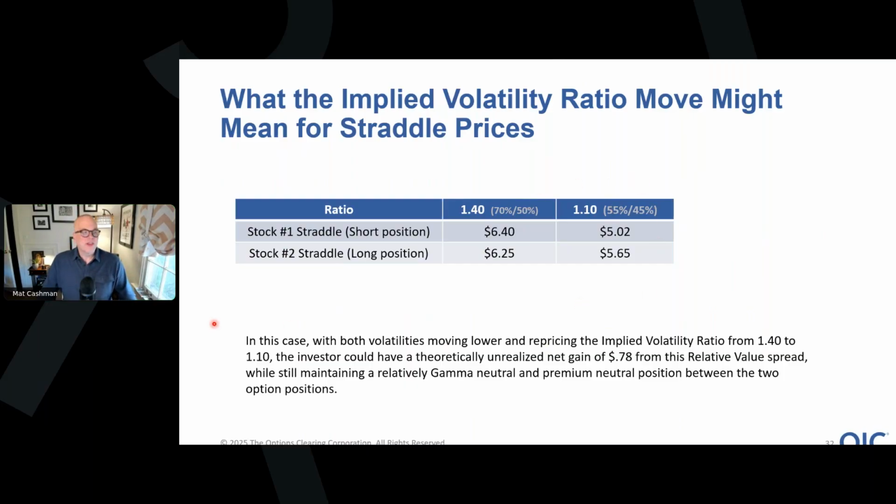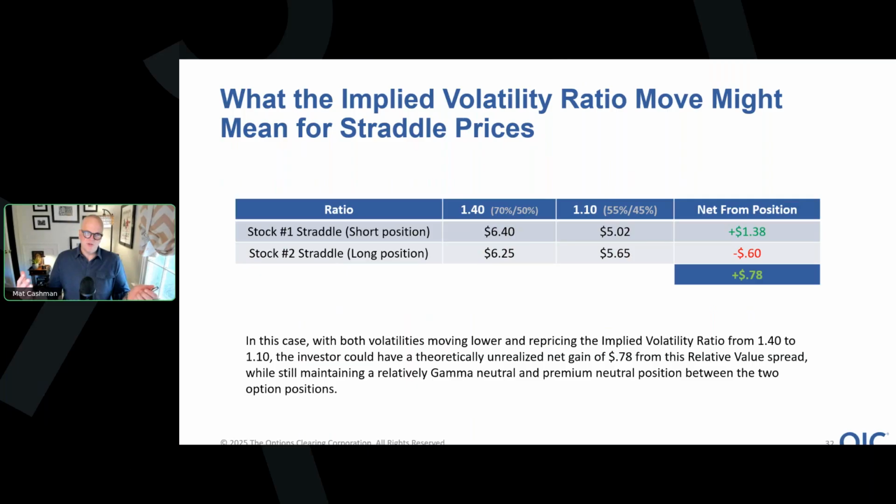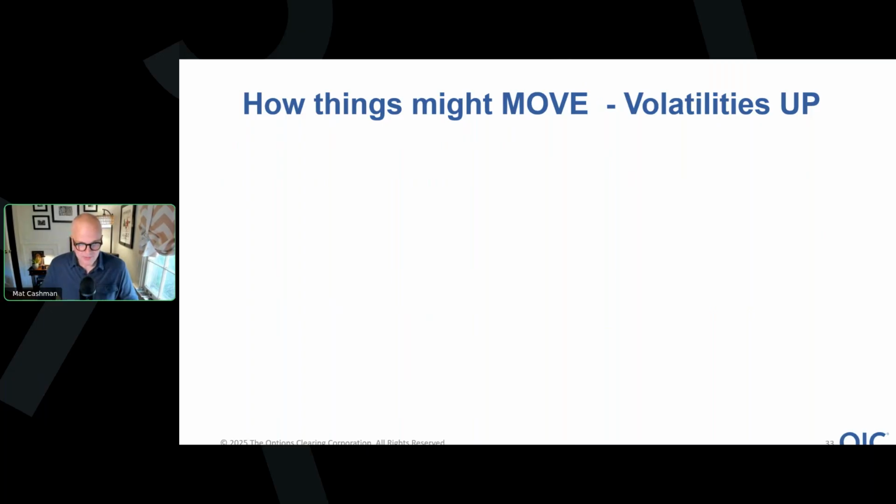Well, what does that look like for the actual prices of the straddle? Net from this position, you're going to make $1.38 on the straddle moving from $6.40 down to $5.02, and you're going to lose 60 cents on a straddle moving from 6.25 to 5.65. What does that mean? You make 78 cents on the straddle swap. Where does the 78 cents come from? It comes from the movement of that ratio of a 1.4 down to a 1.10. That's what 30 points of movement in the implied vol ratio might mean for something like that when you're talking about a straddle price. Now, it doesn't always move your way, right?